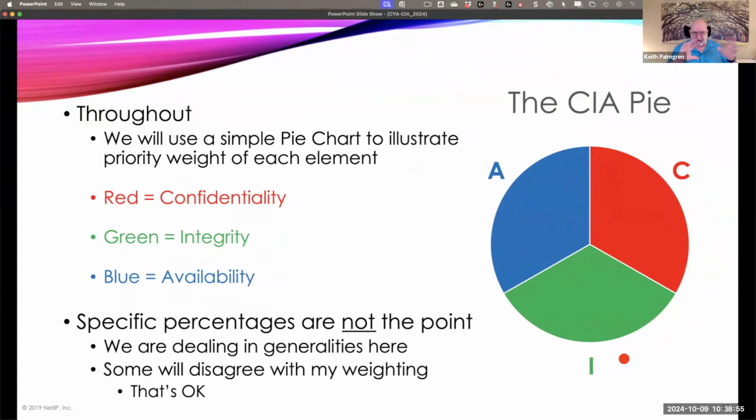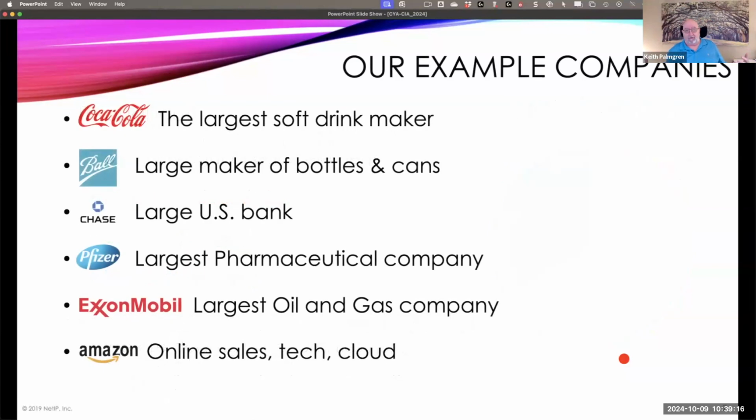We could discuss, oh, this ought to be 96%. No, it ought to be 95% or whatever. That's not the point. I'm just giving some generalities here. And again, some are not going to agree with my weighting on some of these, and that's okay. We can have a discussion about that. But this is just an expedient I'm going to use to try to make a point with several different companies.